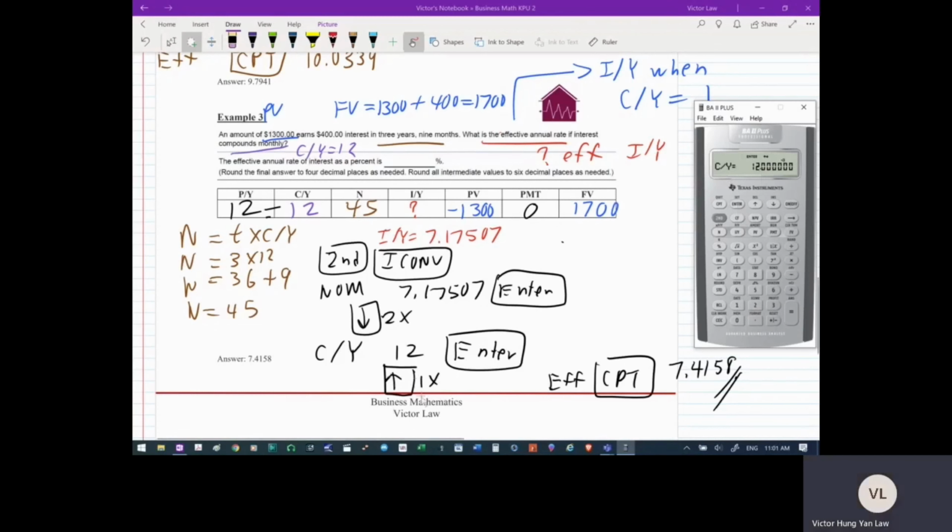Then we go back up 1 time, and we'll see EFF. Once we see EFF, we press compute, and we're going to get 7.4159. And that's your Example 3.